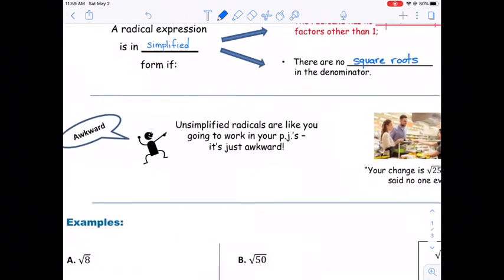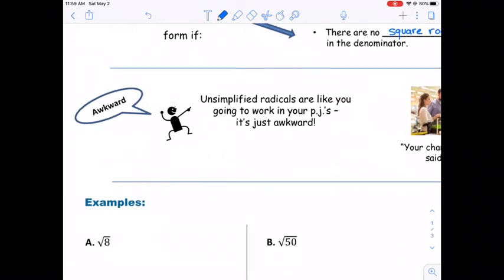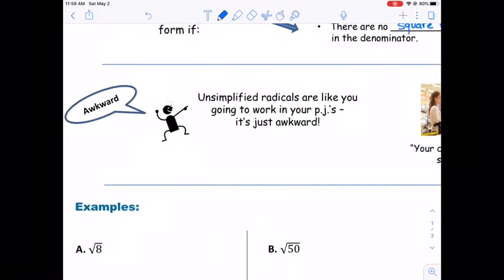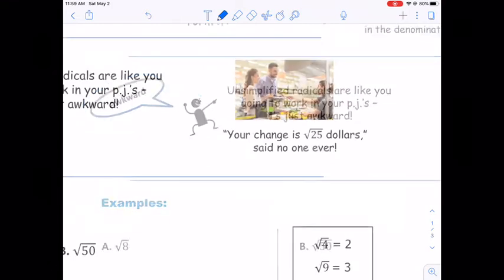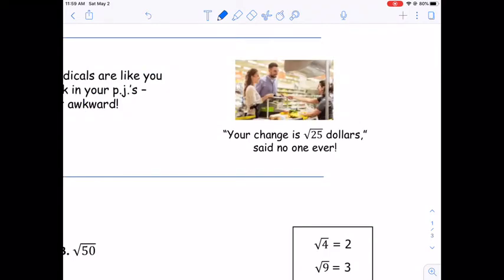Unsimplified radicals aren't wrong, they're just awkward. In mathematical terms, it's like an unreduced fraction. It's just kind of awkward, like going to work in your PJs would be awkward. Also, it's just not the way we speak. Nobody ever would say, here's your change of the square root of $25.